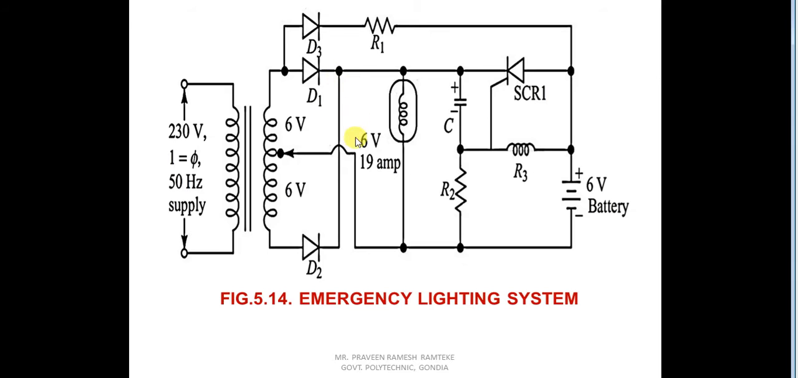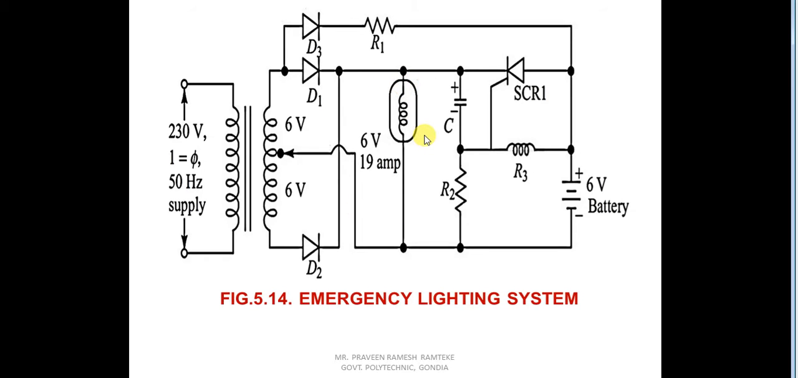If you see, the output is provided to the SCR, and parallelly one more diode, diode D3, is connected to diode D1. This will also generate a half wave rectification, and this half wave voltage is charging the 6 volt battery connected to it. The circuit also consists of a lamp. This is a 6 volt 19 ampere lamp connected at the output.